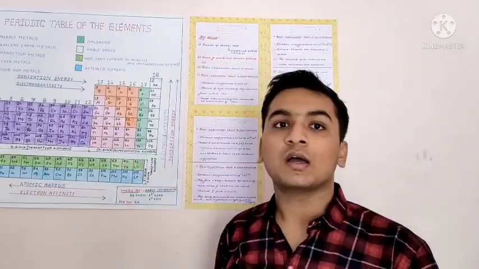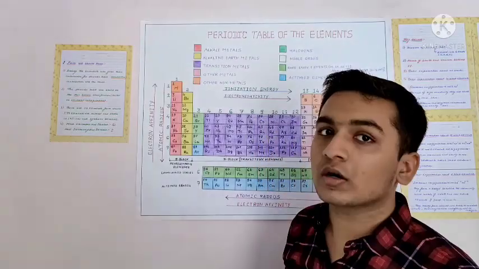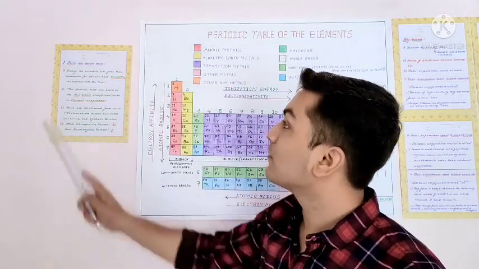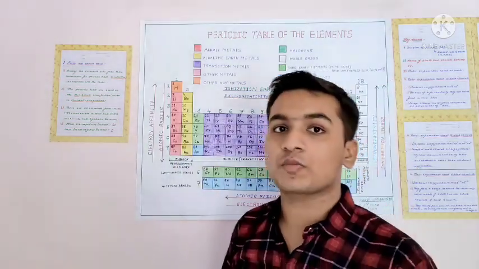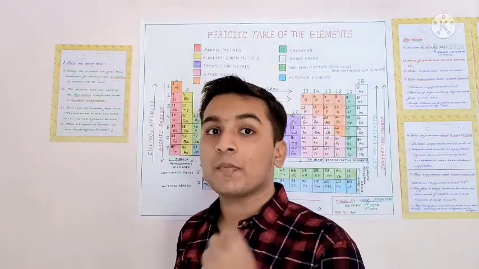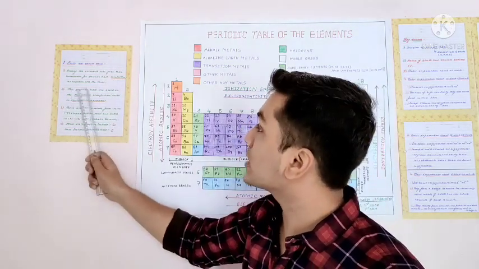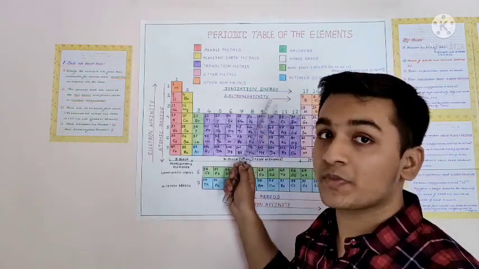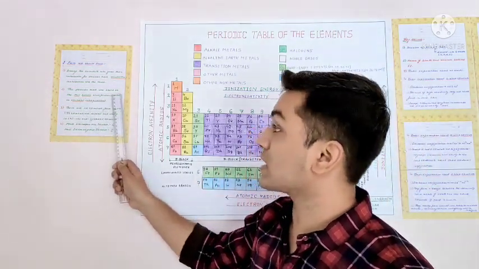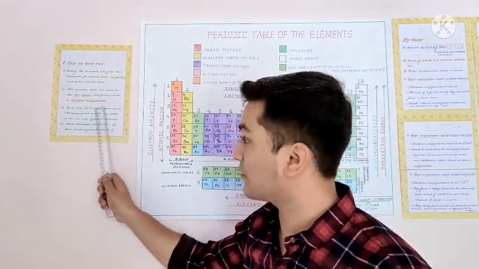So this was the key points part of this video. Now coming to the third part of the video, facts we should all know. This periodic table is a contribution of many scientists, but the main contribution is of Mendeleev. Second point, the periodic table was based on Niels Bohr's classification, and his classification was based on electronic configuration.